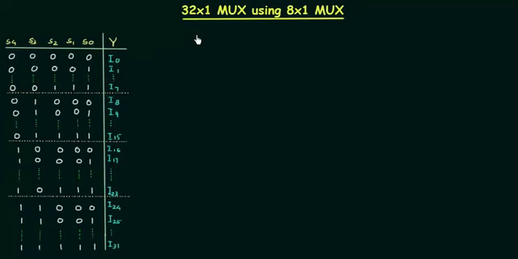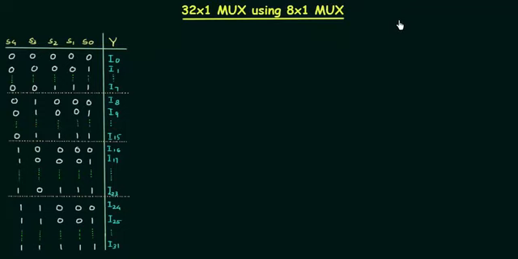In this lecture, we are going to obtain 32 cross 1 mux using 8 cross 1 mux. I was getting this question from you guys continuously, and it was not possible to explain this conversion in the comment section. So I'm making this video, and we'll first see how we can have 64 cross 1 mux using 8 cross 1 mux, and why it is different to obtain 32 cross 1 mux using 8 cross 1 mux.